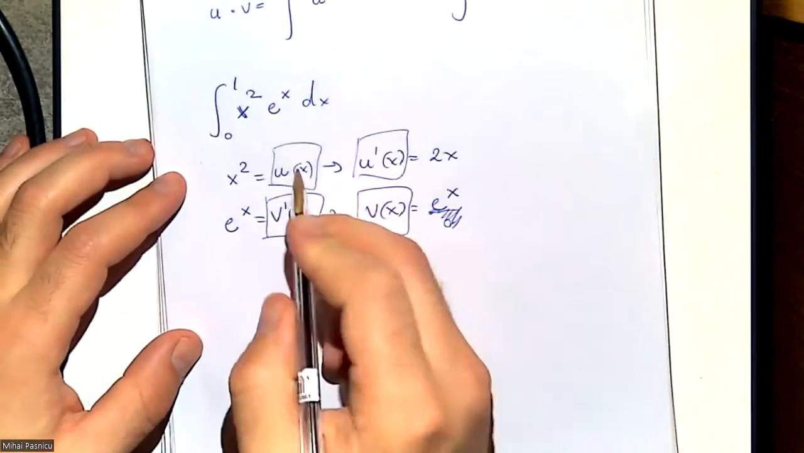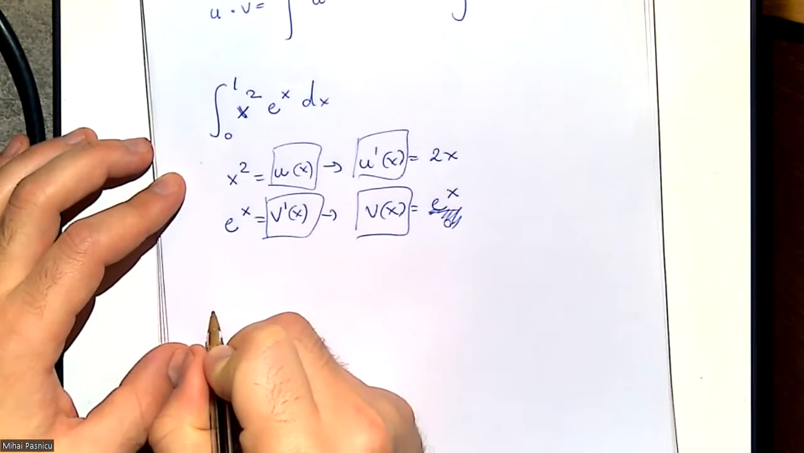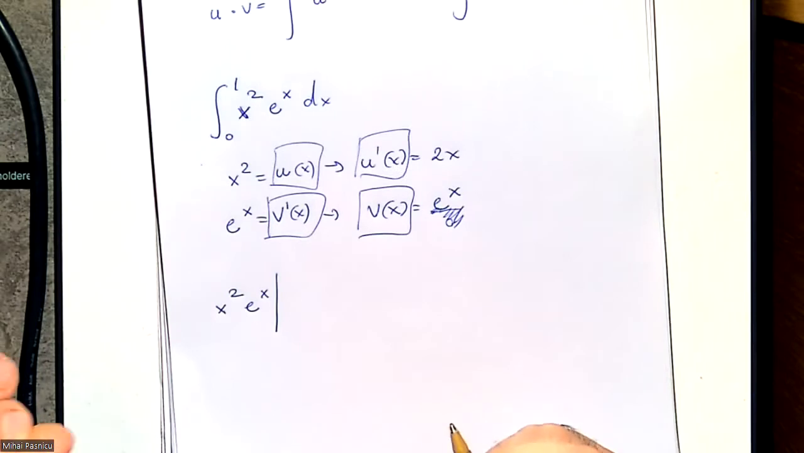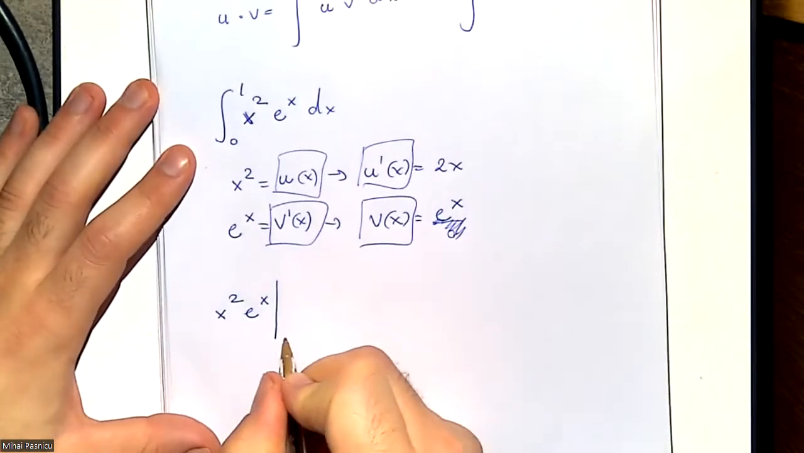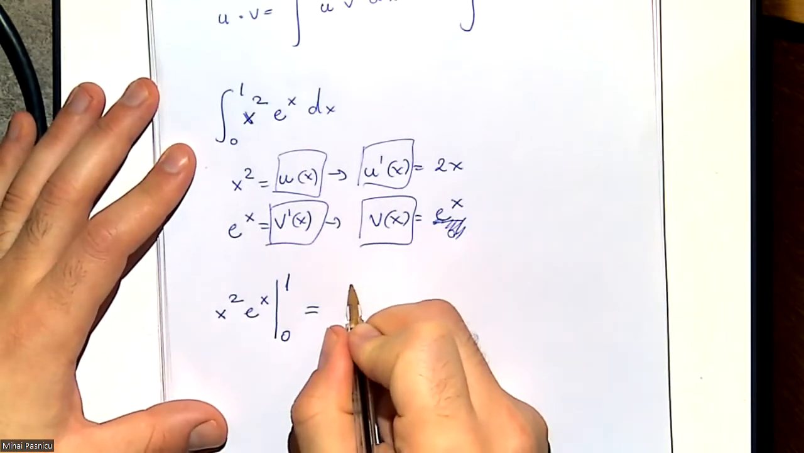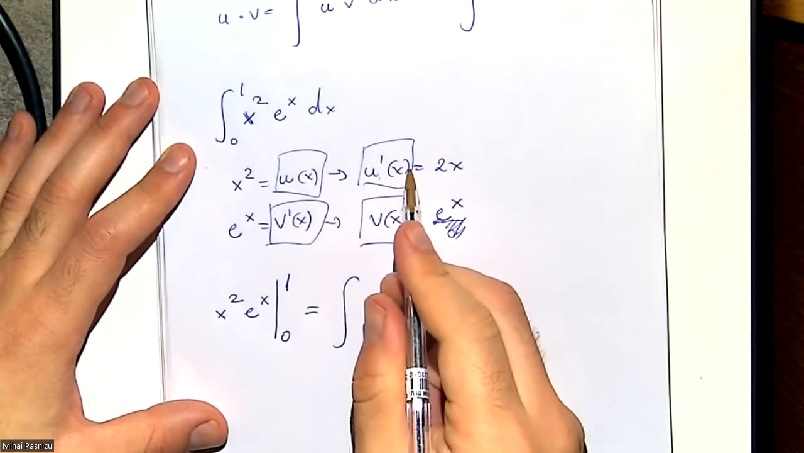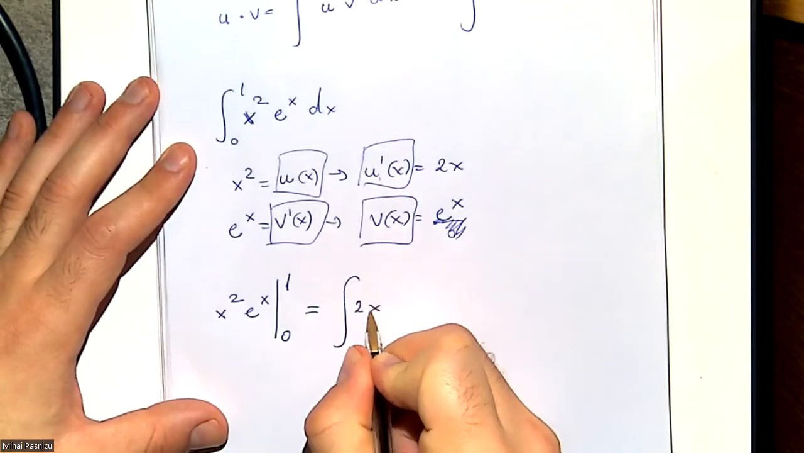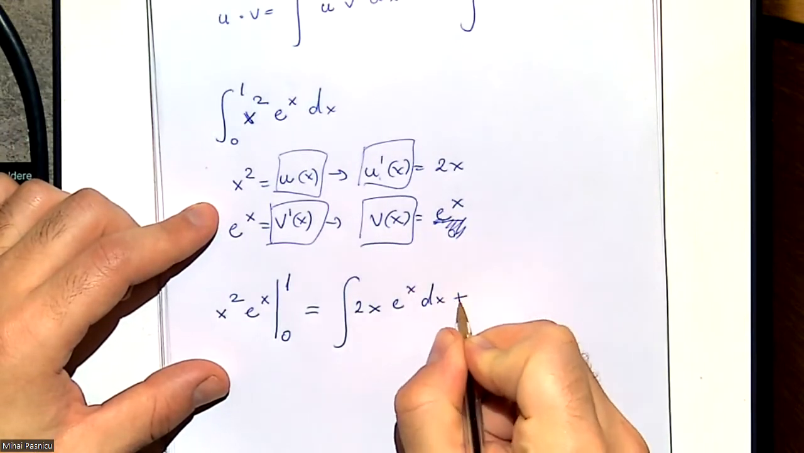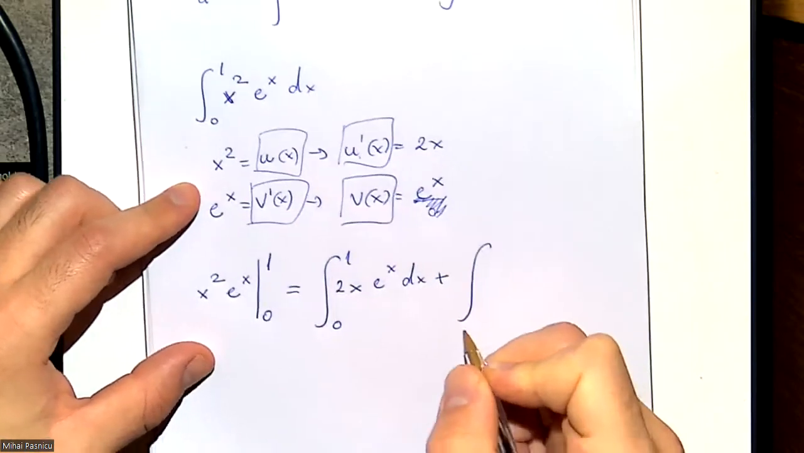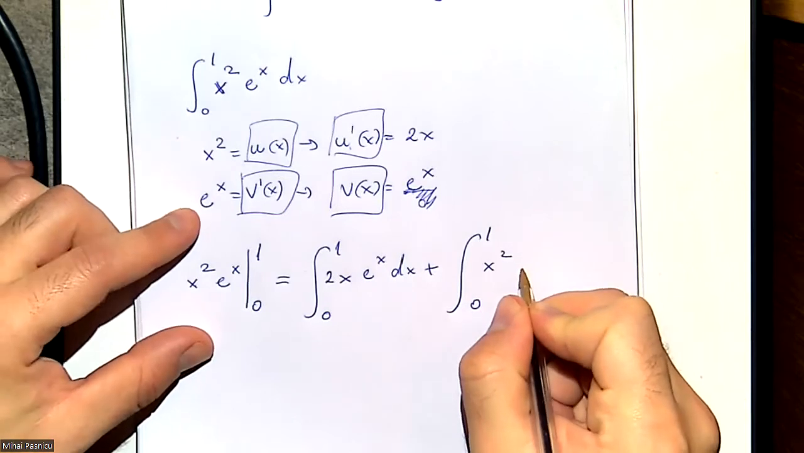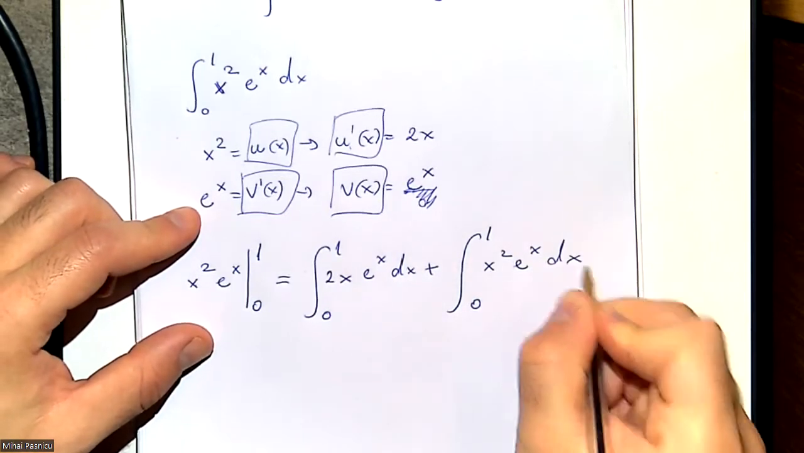So I can just replace. So I have u and v. So I have u, x squared, v, e to the x. And now in the definite integral, since I want to have the limits from 0 to 1, I'm just going to say evaluate this between 0 and 1. Now write the integrals. u prime is 2x, v is just e to the x dx, plus integral again. Don't forget the 0, 1, like I did. u is x squared, v prime is e to the x dx.